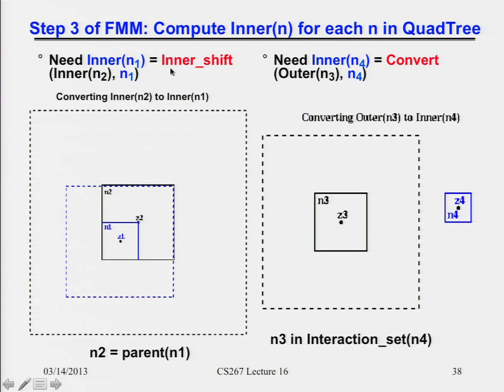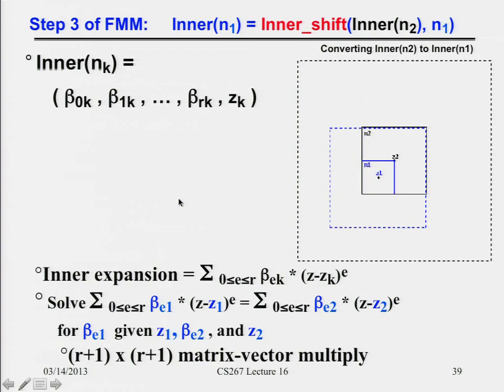And again, they're just going to be turned into a matrix vector multiply, because I'm converting a polynomial centered at one point to a polynomial centered at another point. So again, what am I given here? I'm given a polynomial, which is an expansion around this one, centered around Z2, the parent, and I want to make it a polynomial expanded around Z1, the child. So I have this polynomial, which is in powers of Z minus Z2, and I want to make it equal to this polynomial, which is in powers of Z minus Z1, and I'm given these betas, and I want to solve for those betas. Each of these is just multiplying out the polynomials. These are all linear combinations. It's a matrix vector multiply. And I can pre-compute all the coefficients, and it goes fast. So that's called an inner shift. I shift the inner expansion from the big box to the little box.